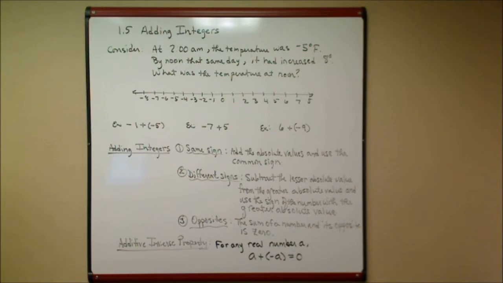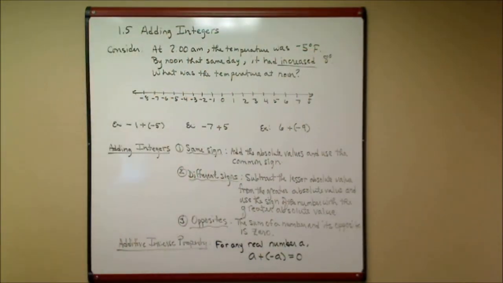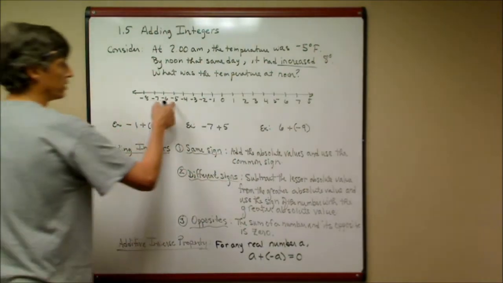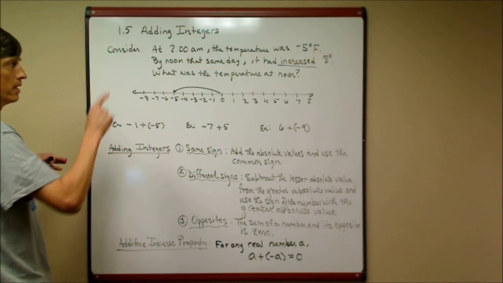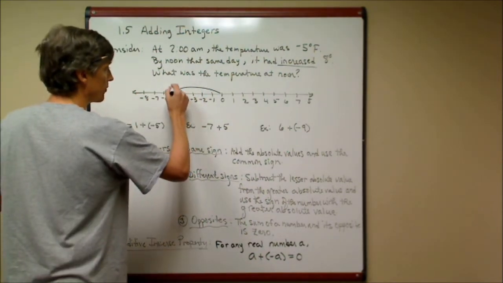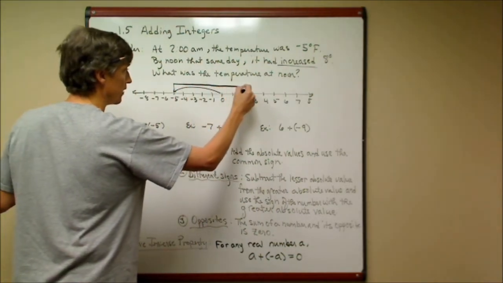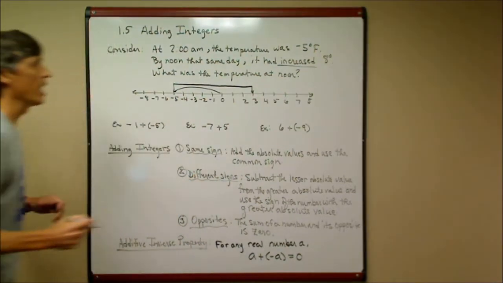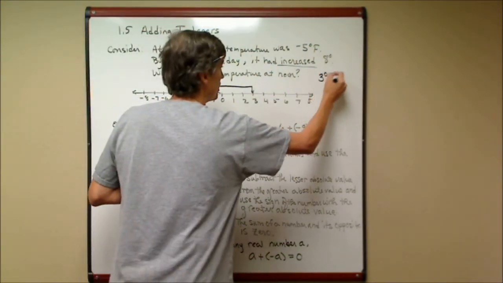Now the word increased we know means to add. So what we're doing is we're going to add 8 degrees to -5 degrees. So I've drawn a number line out to help us with that. Here's -5 degrees right here. So we're going to go to -5 degrees and then we're going to add a +8. So I'm going to go back to the right 1 spot, 2 spots, 3 spots, 4 spots, 5, 6, 7, 8. And as you can see, I would get to 3. So the temperature would be 3 degrees Fahrenheit.